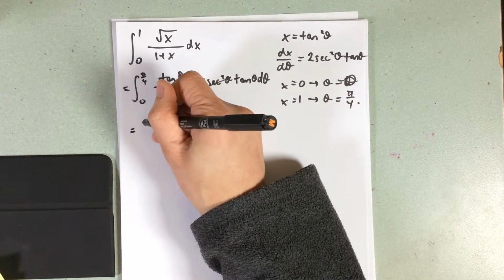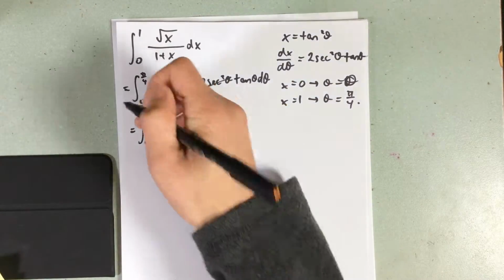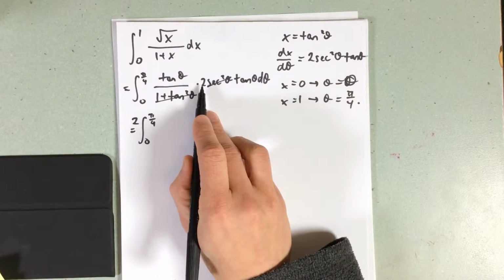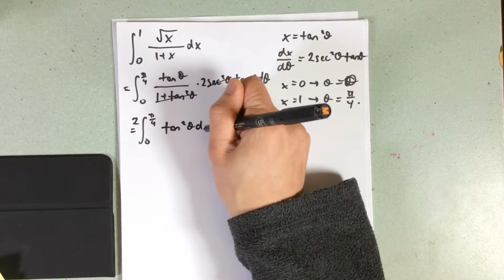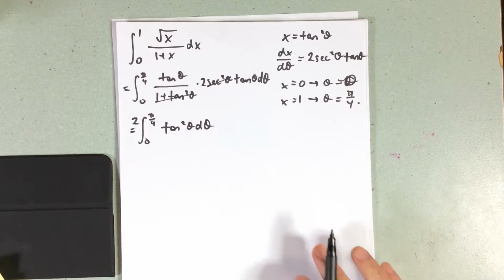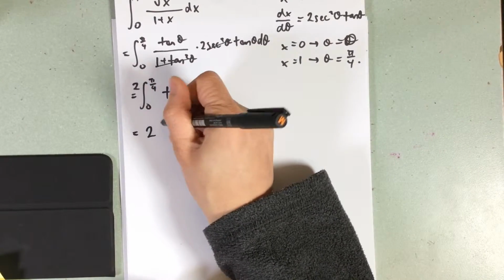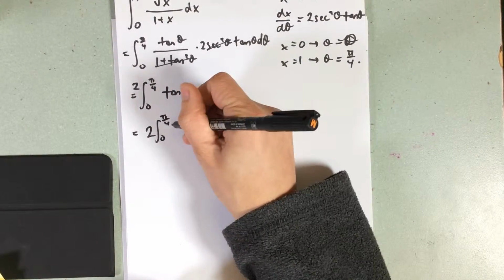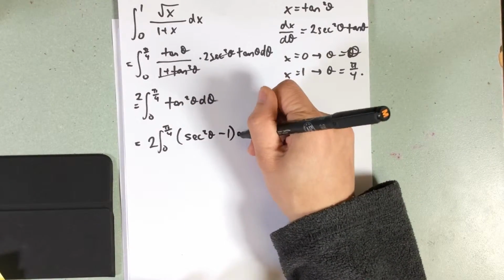Okay, so now that leaves you with 0 to pi on 4. I'll stick that 2 at the front because it's a constant I don't need to worry about. Tan times tan, that's tan squared. Now tan squared we don't have a nice simple integral for, but we can use an identity to show that it's equal to something that is, namely sec squared minus 1.